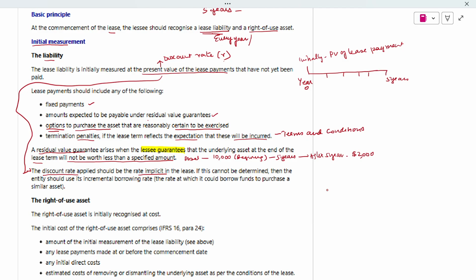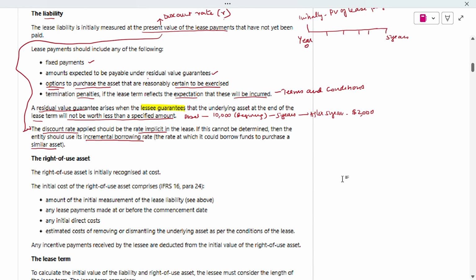If it is not given, then they will state it very clearly: the incremental borrowing rate, the rate at which it borrows funds to purchase a similar asset. If the discount rate is not given, they will mention what the rate of interest would be for purchasing a similar asset. That is the value of R we have to take whenever we calculate the present value.